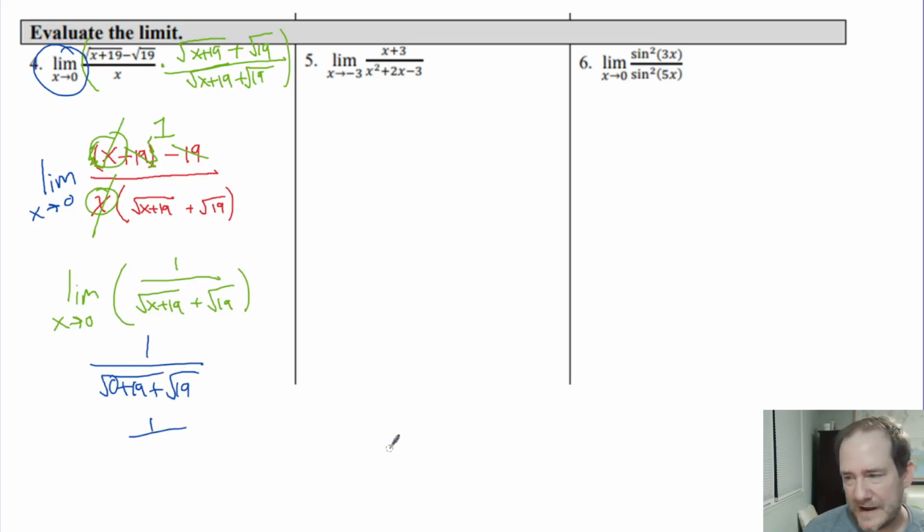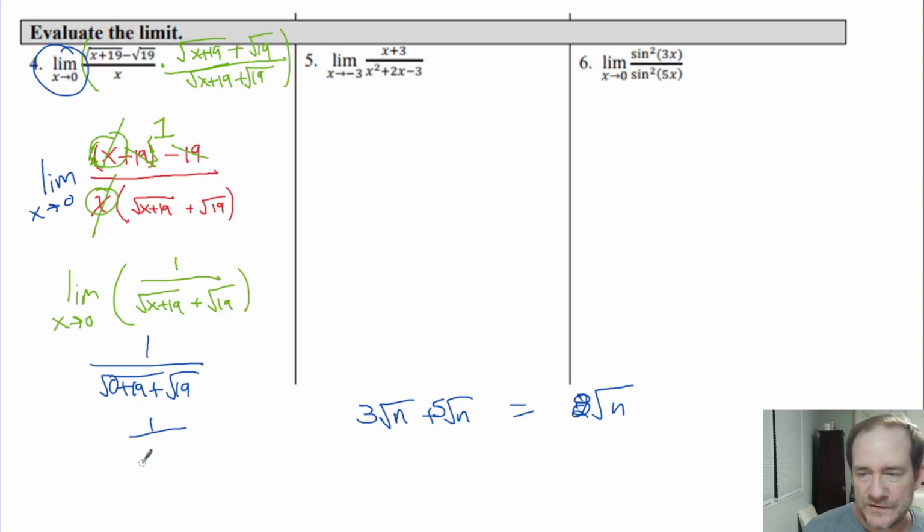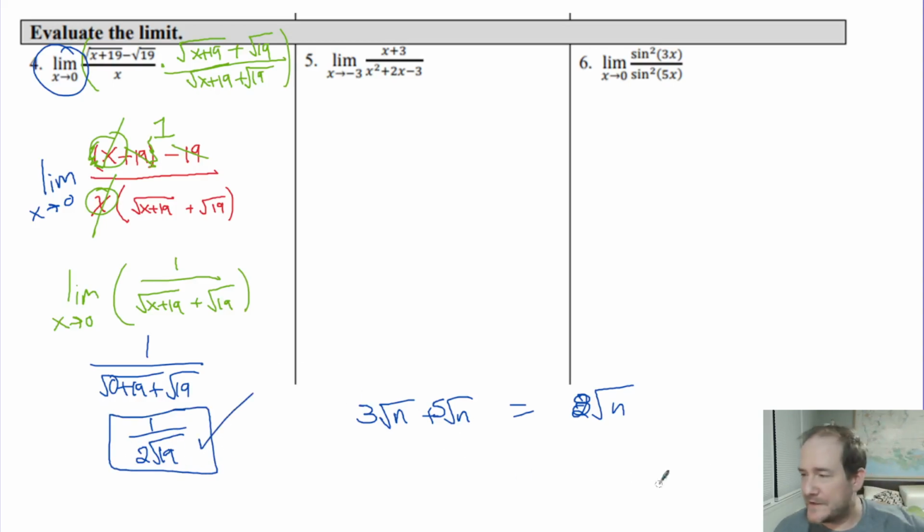And when you're adding radicals that have the same radicand, like if you had root n plus root n, that's just 2 root n. You don't change the radicand. By the way, if this was 3 of these and 5 of those, that would just be 8 root n's. That's how that works. So this is 1 over 2 root 19. And I said you don't have to worry about cleaning up radicals from your denominator, so go ahead and give that as your final answer, and that's A-OK.